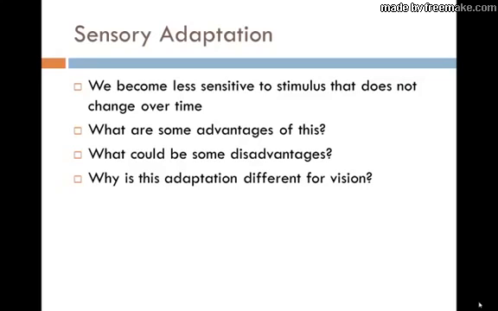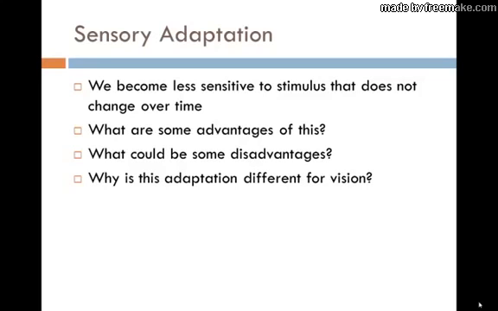A few questions to consider with sensory adaptation are what some advantages of it could be, and what could be disadvantages. Some advantages obviously could be that there's a lot of stimuli out there in the world and we can't pay attention to all of it. So it's an advantage that if something's staying the same, we don't have to constantly keep reprocessing it. That could be an advantage from a stress standpoint. We don't want to be trying to take in information from everything that we're seeing all the time.